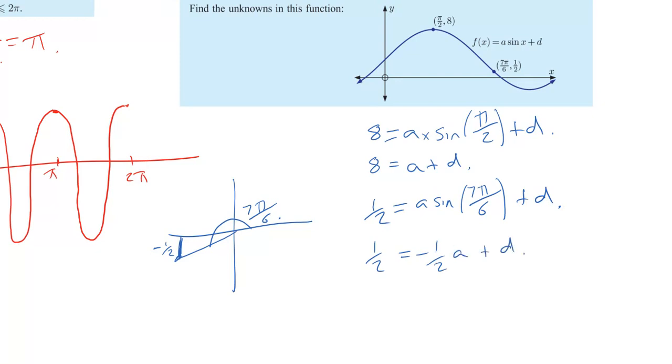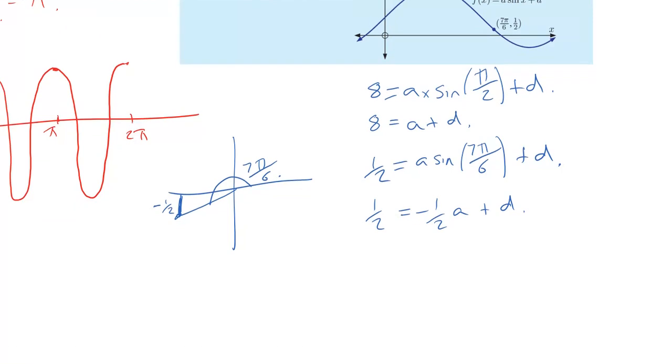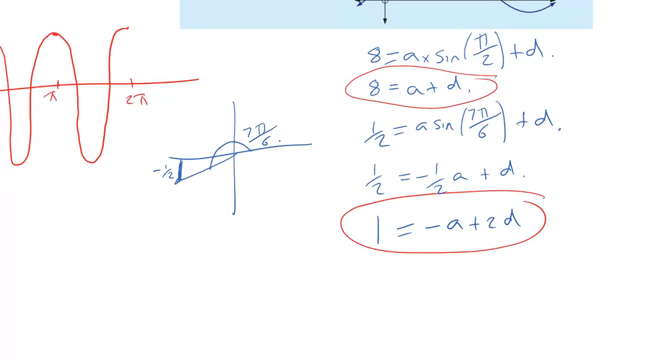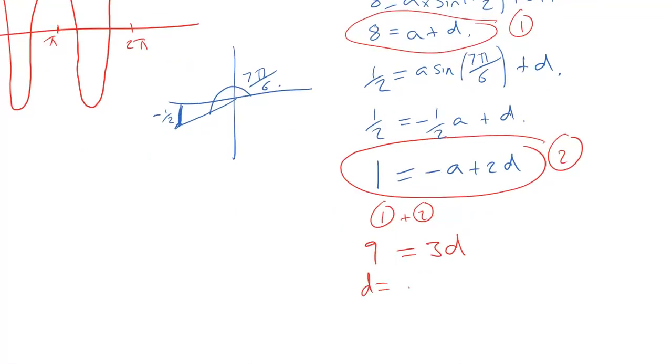Now perhaps we should multiply that all by 2 to make it look a bit nicer. So let's replace that with 1 equals -a plus 2d. And what we've done here, we've got 2 simultaneous equations to solve. Now if those are both true, maybe we could add them together and eliminate those a's. So if I call that 1 and I call this 2 and I do 1 plus 2, I will have 9 is equal to 3d, which tells me that d is equal to 3.